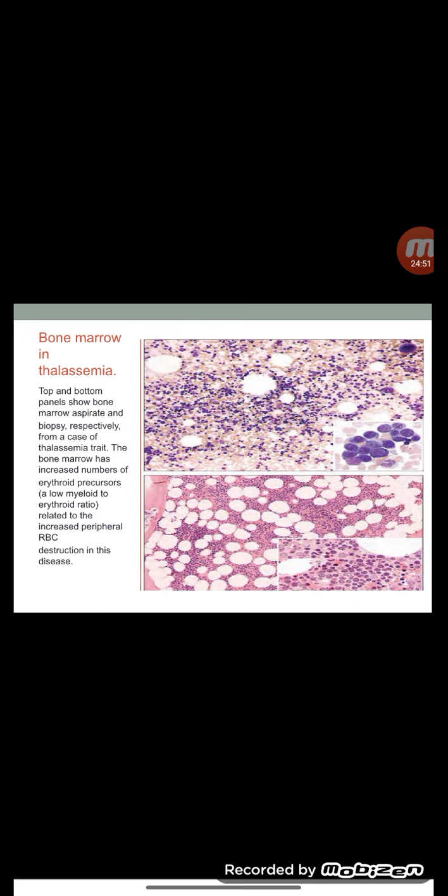So here you can see the bone marrow morphology in thalassemia patients. Usually only 50% of the marrow is occupied by cellular component, and the rest of it will be fat and other things. But here you can see more than 75% of the marrow being occupied by the cellular components. And here you can see immature RBC with nucleated RBC.